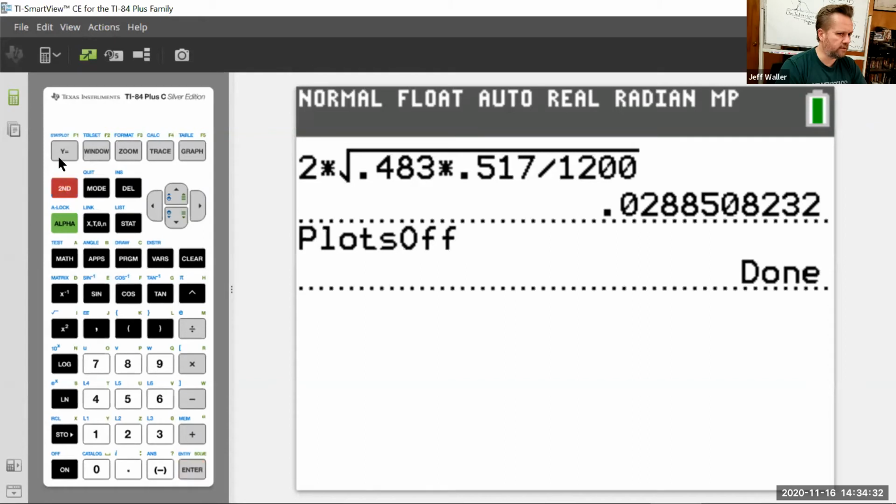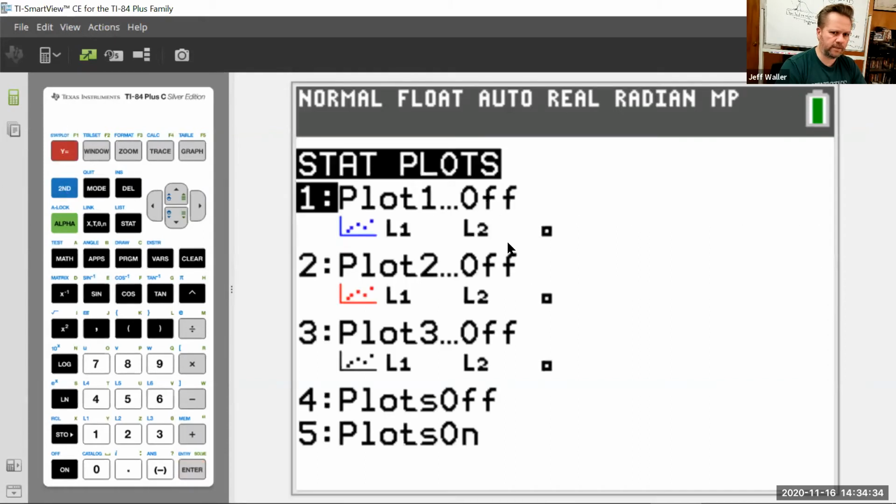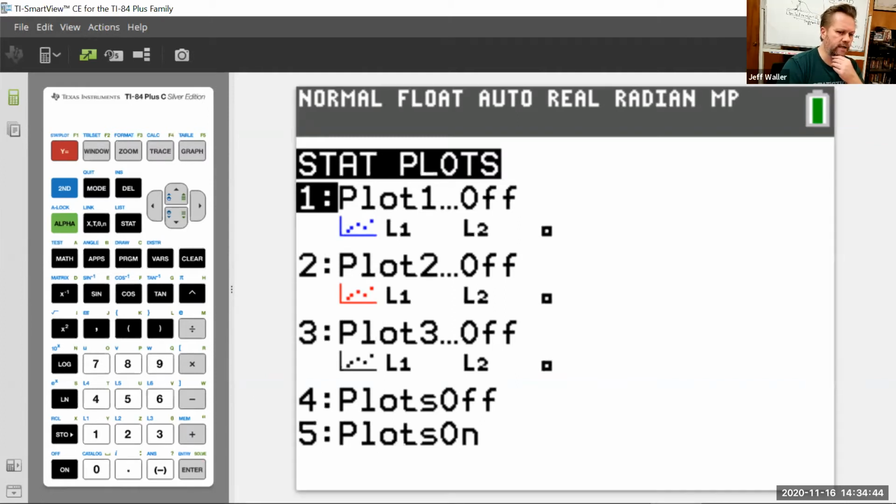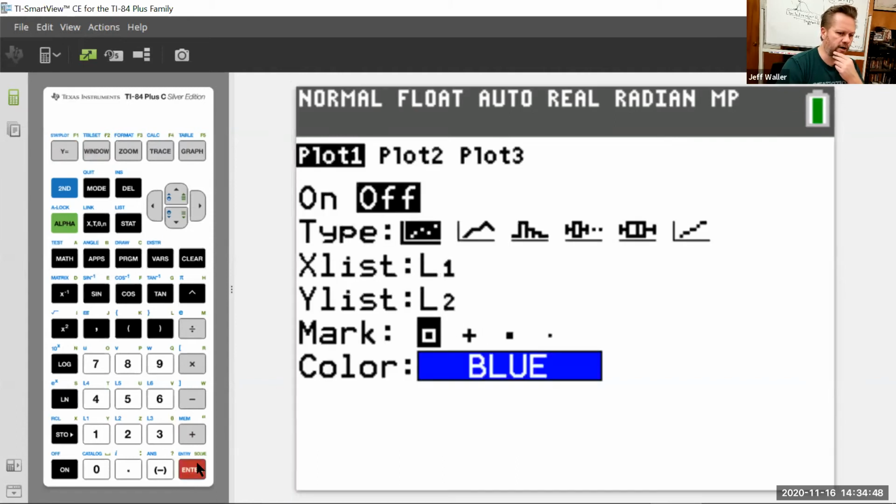Then hit second Y equals to get back in. So everybody, all these should be turned off. All 3 of these. All right, now hit enter to get into stat plot, into plot 1. Hit enter for plot 1. Turn them on.